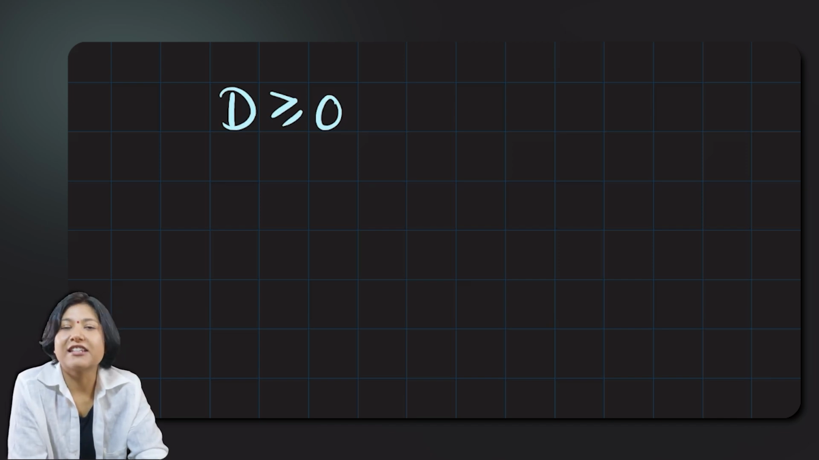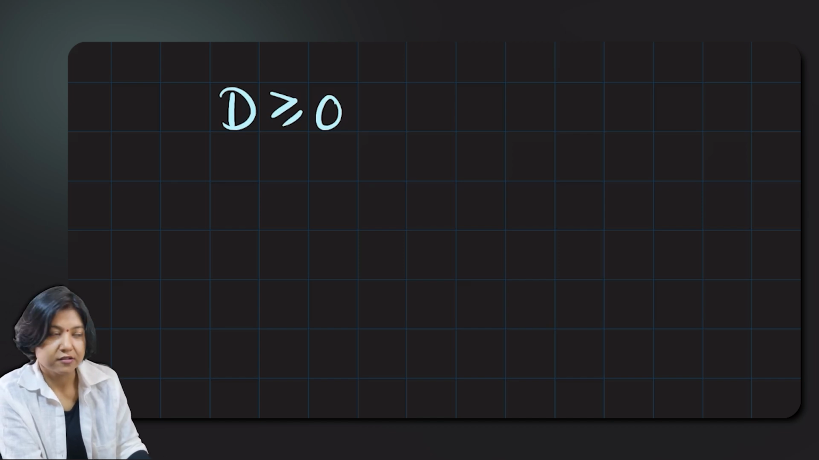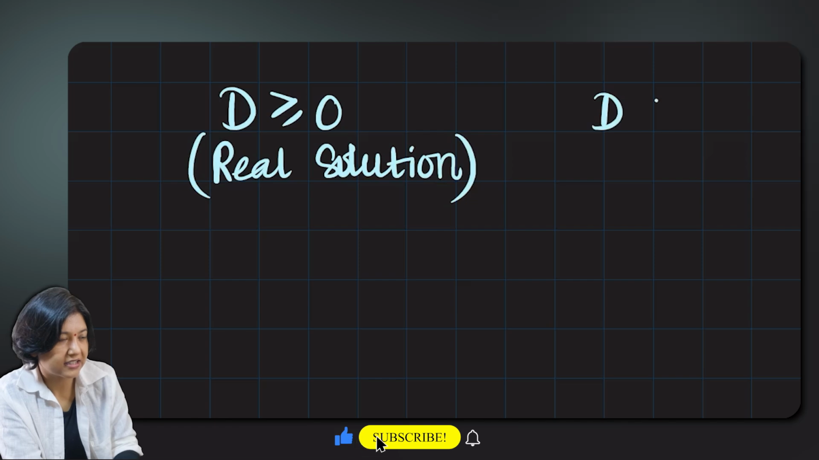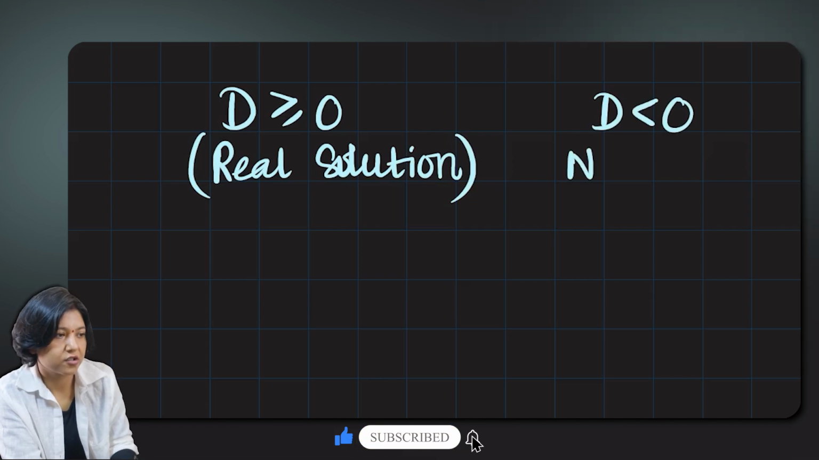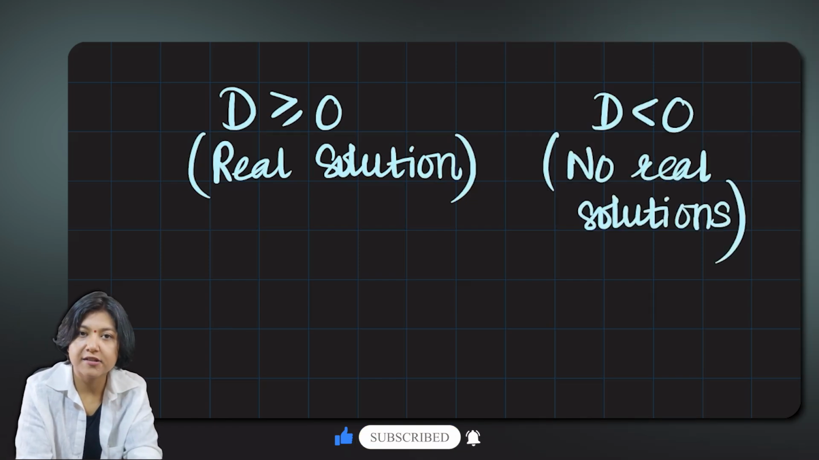So this is called the nature of roots, and this is how the discriminant helps you find the nature of roots. Okay? So D greater than or equal to 0 gives you a real solution, while discriminant less than 0 gives you no real solution. This is the concept of discriminant. I hope this made sense.